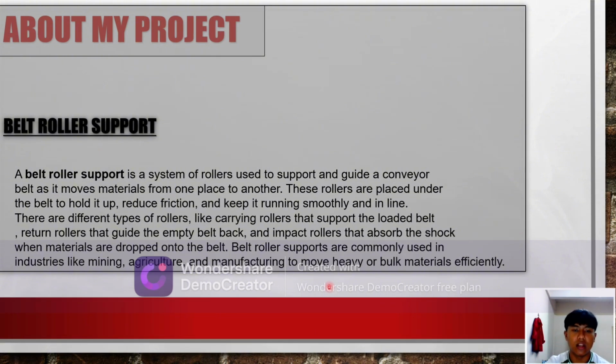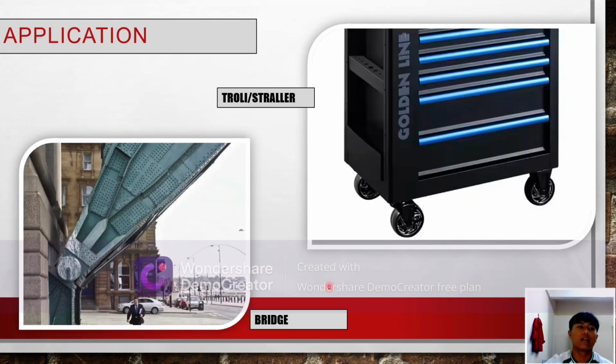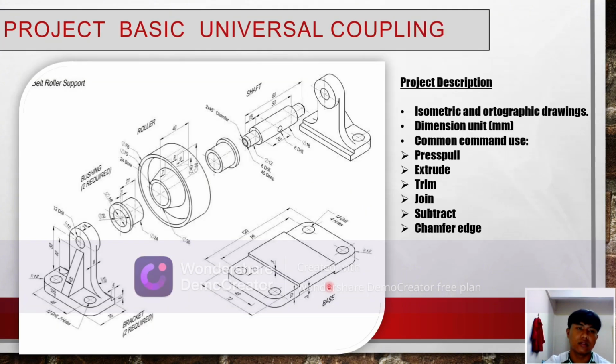There are different types of rollers, like carrying rollers that support the loaded belt, return rollers that guide the empty belt, and impact rollers that absorb the shock when material is dropped onto the belt. Bed roller supports are commonly used in industries like mining, agriculture and manufacturing to move heavy or bulk material efficiently. Applications for bed roller support include trolley or stroller and bridge.